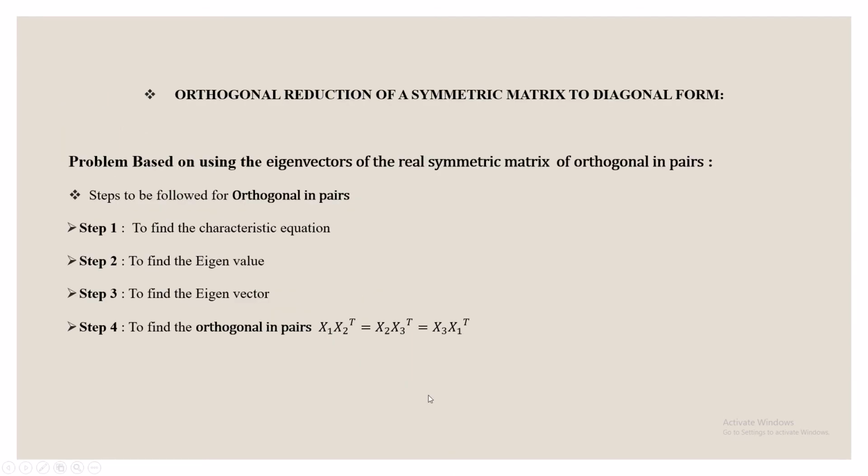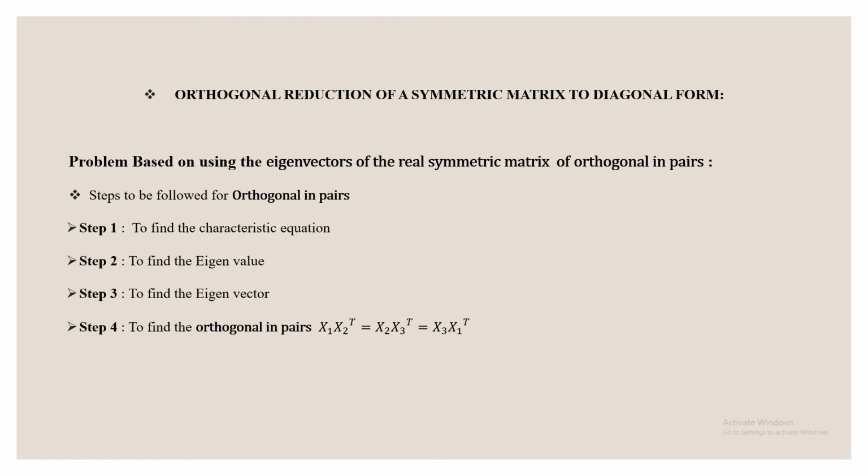Right now we have to solve the same chapter, orthogonal reduction of the symmetric matrix to the diagonal form. We have to solve another problem based on using the eigenvectors of a real symmetric matrix of the orthogonal pairs. Before going to the problem, we have to know about the steps followed for orthogonal pairs.